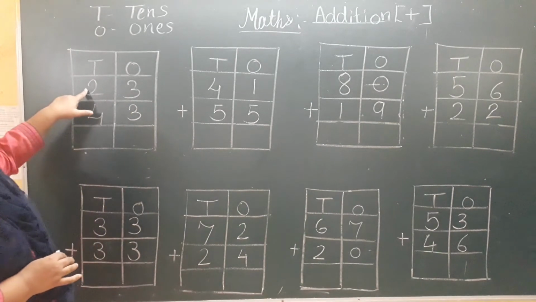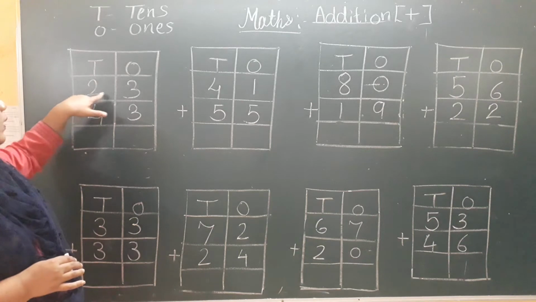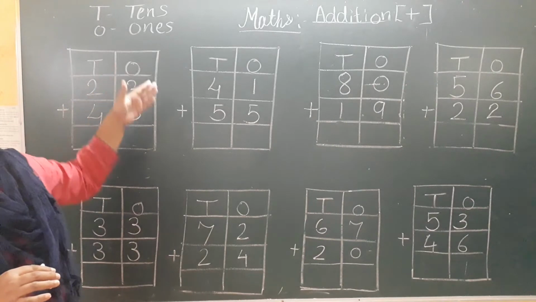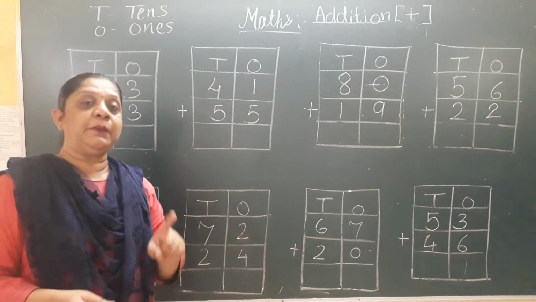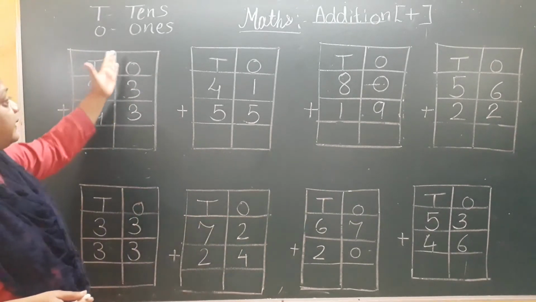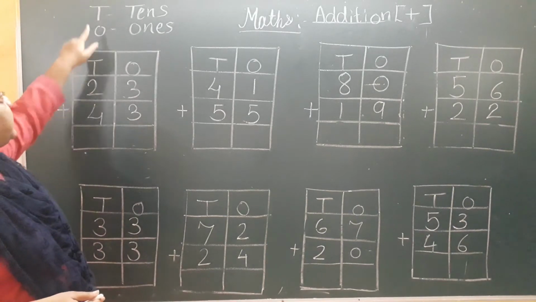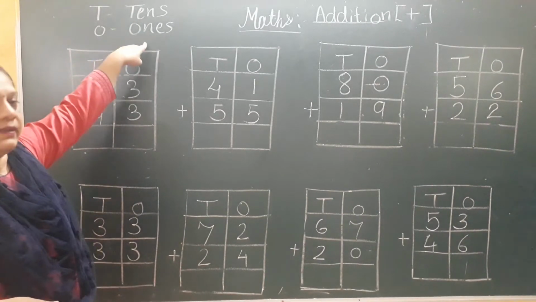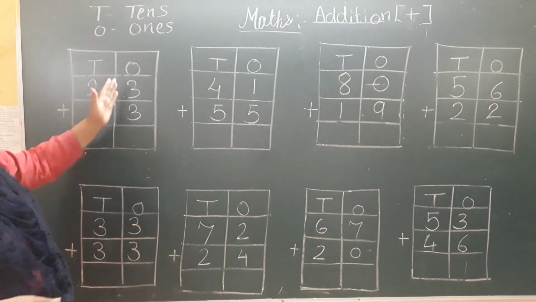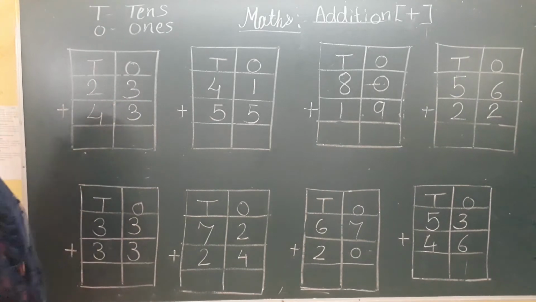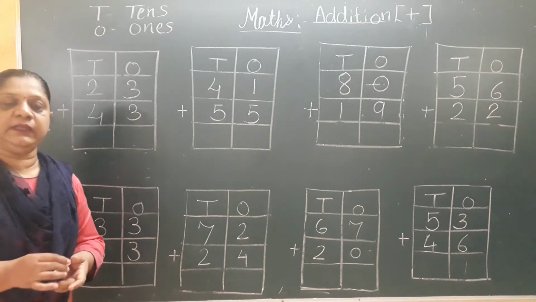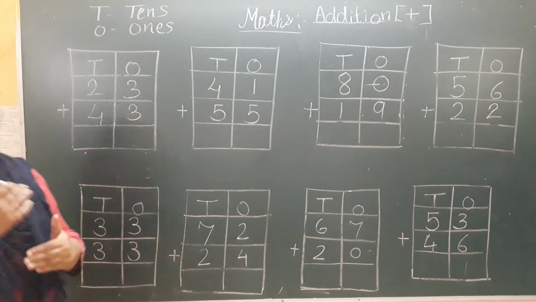Two digit means, see, 23. This is the two digit. We learned tens and ones also. When 10 things come together, that time we make a 1 ten. This is the tens column and this is the ones column. T means tens and O means ones. Then you just read the number: 2 tens and 3 ones means 23, plus 4 tens and 3 ones means 43.